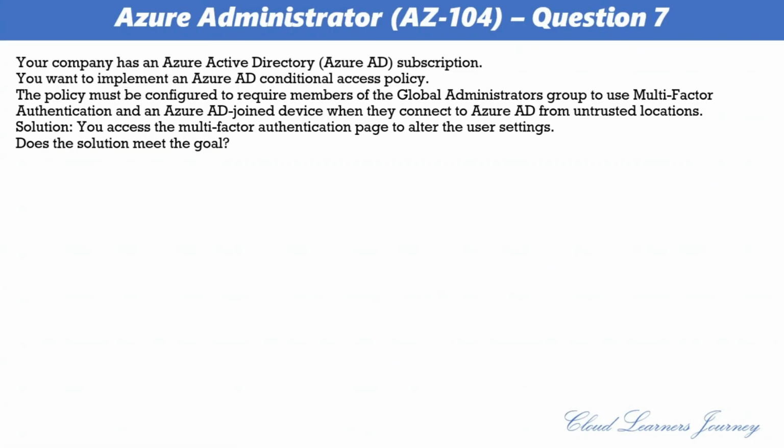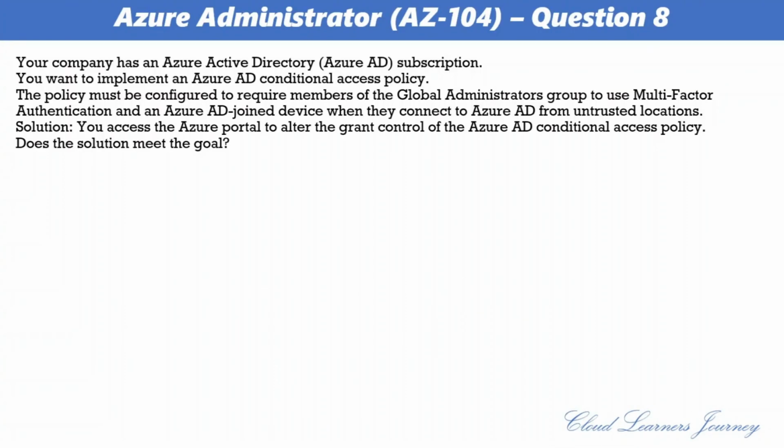Next, question number 7. Your company has an Azure Active Directory subscription. You want to implement an Azure AD conditional access policy. The policy must be configured to require members of the Global Administrator Group to use multi-factor authentication and an Azure AD joined device when they connect to Azure AD from untrusted locations. And here the solution is you access the multi-factor authentication page to alter the user settings. And the options are A, yes, B, no. And the correct option is B, no. Conditional access policies are configured from the Azure AD security settings page and not from the MFA settings page.